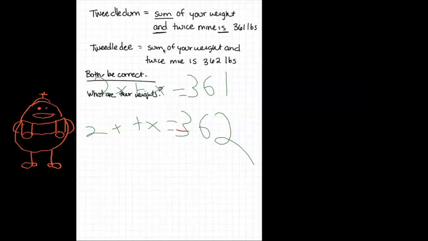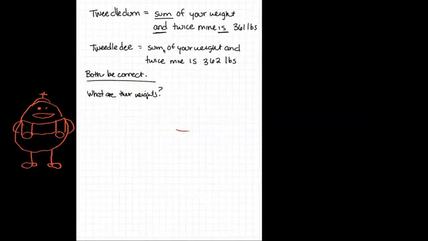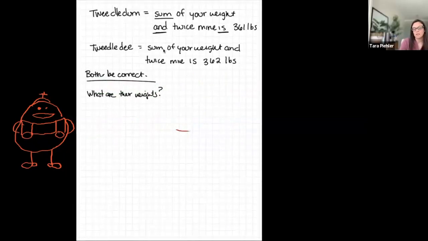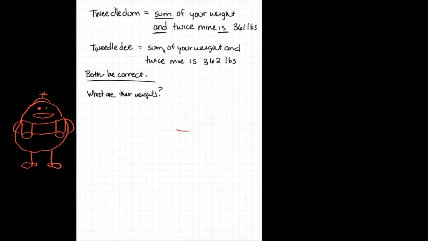So the sum of them is 362, right? Tweedledum says the sum of your weight and twice mine is 361 pounds. And that's correct. And Tweedledee says, well, the sum of your weight and twice mine is 362 pounds. That's also correct.